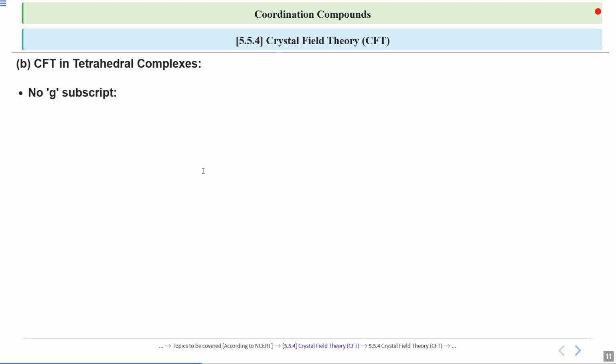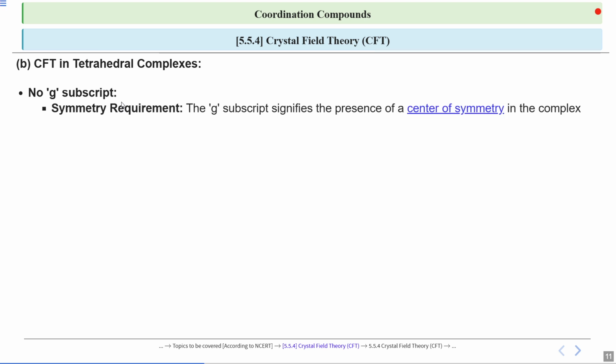Now, as I said, there is no G subscript here. So why is no G subscript present in the E or the T2? Symmetry requirement. What does that mean? The G subscript signifies the presence of a center of symmetry in the complex. If you place a G in the subscript for any set of orbitals, you are signifying that there is a center of symmetry in the complex, whether it is octahedral or tetrahedral. But here we don't use any G subscript because there is no center of symmetry in this complex.